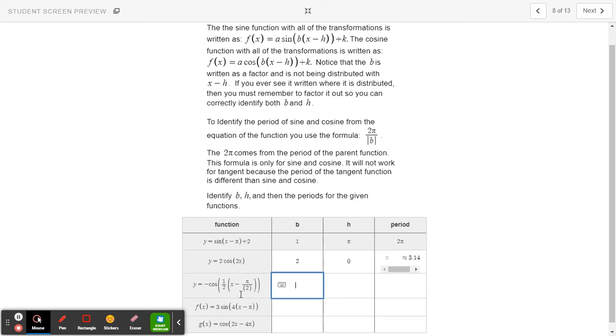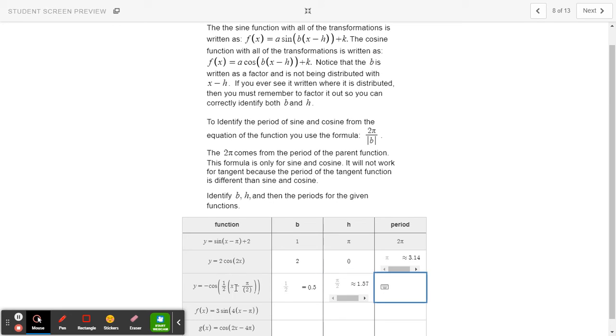All right, now this one here, cosine of negative cosine, that doesn't affect anything. That just means my amplitude is still 1, but it's been reflected across the k. My b is 1/2 and my h is pi halves. So b is 1/2 and h is pi halves. And so what's my period? My period will be 2 pi divided by 1/2, so that will be 4 pi.